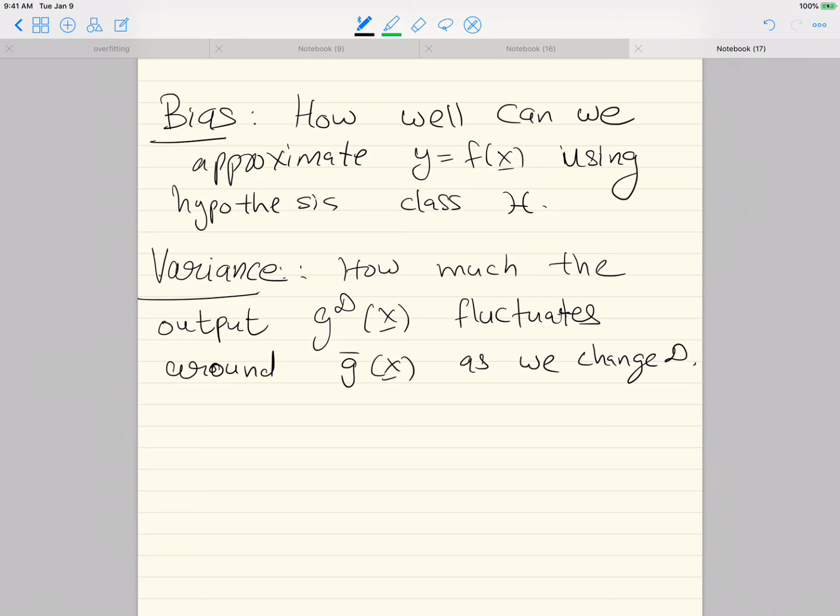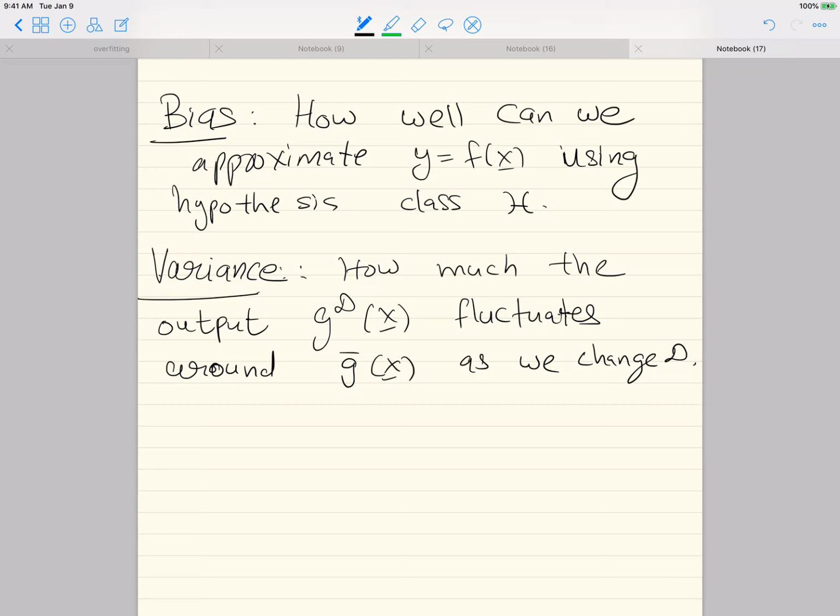If the fluctuations are small, the variance will be small. In other words, it tells you how specific the output is with respect to the given training set, or how much overfitting happens. If the output is very specific to D, then you're overfitting because you're capturing just the properties of that data set. But if you are not very sensitive to D, if you are not going to have a lot of variation, then you won't be overfitting.